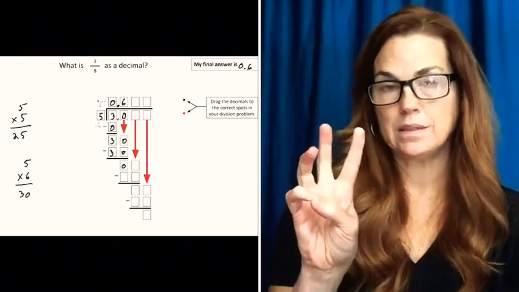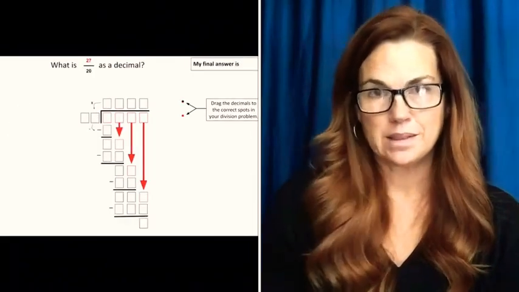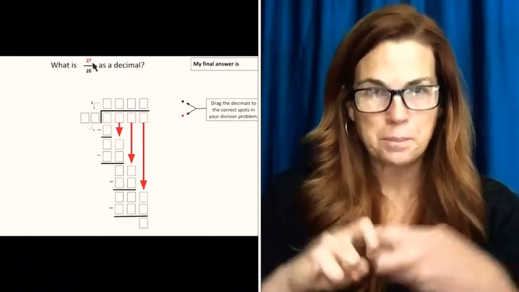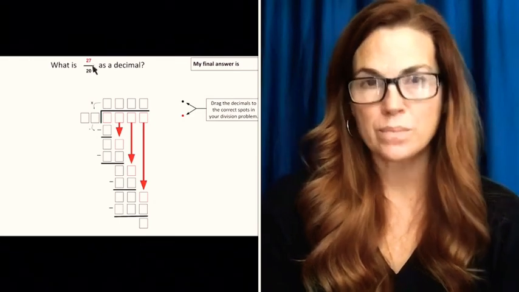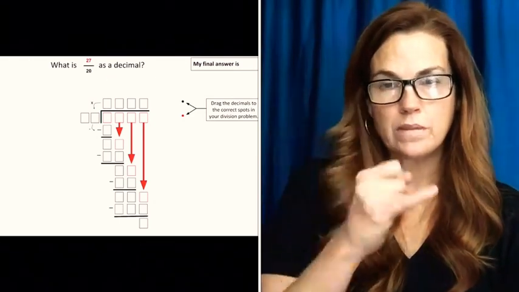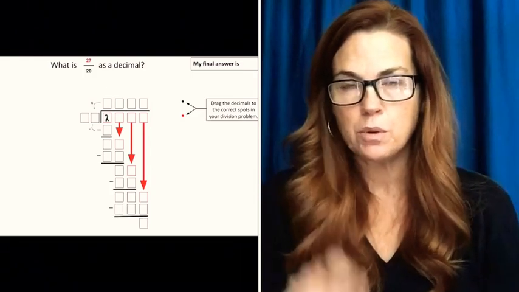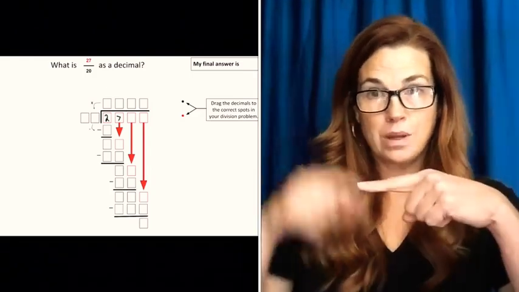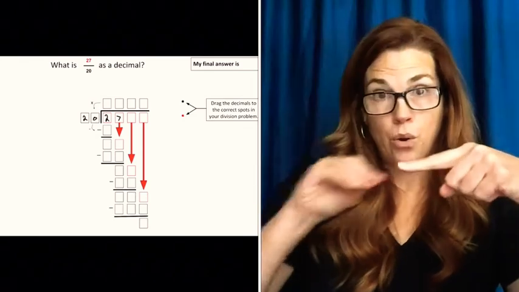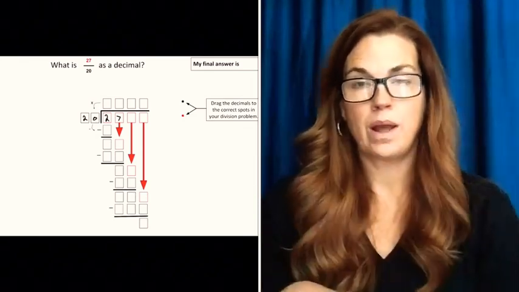Okay, let's look at the next one. So the next one, it says, what is 27/20, or 27 divided by 20, as a decimal? So I'm going to put the cowboy inside the tent, so 27, and the horse outside the tent, the 20. Okay, I'm going to go straight into putting the decimal in the correct spot so I don't forget.